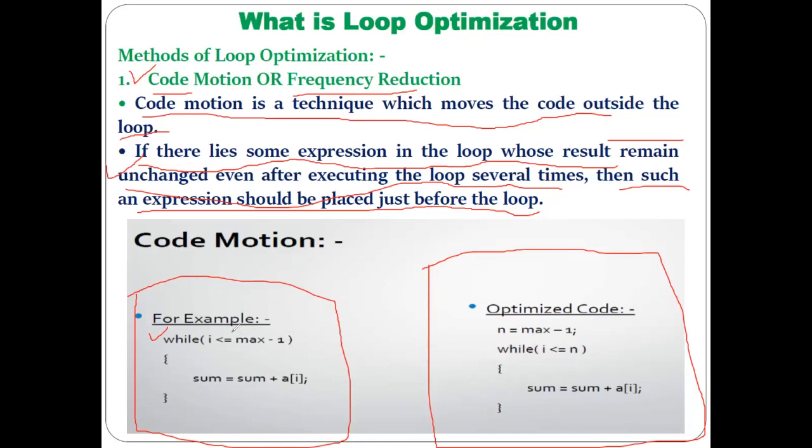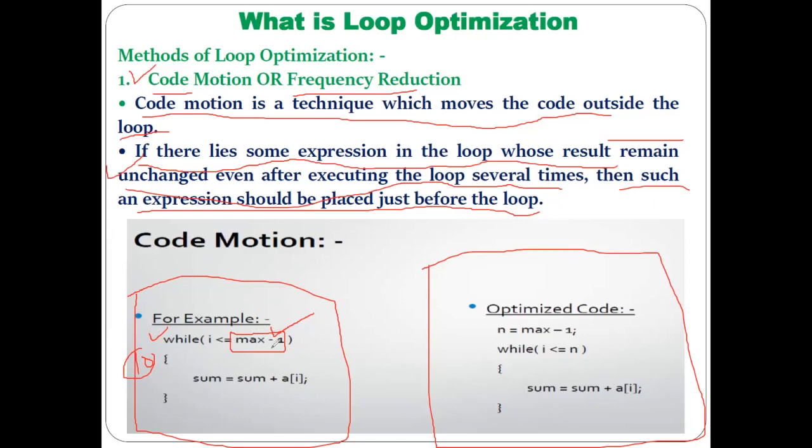Now if you see this expression max minus 1, this is a sub expression. Now if you try to remove this sub expression and write it outside the loop, what is happening? Suppose this while loop gets executed 10 times. Then 10 times this processing, max minus 1, has to be done by the processor, your CPU, when the execution happens. What processing? This max minus 1 operation has to be done 10 times.